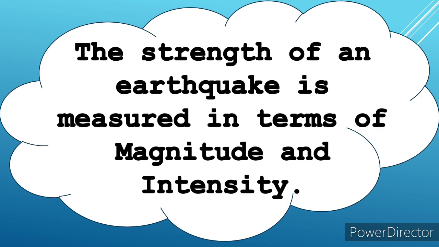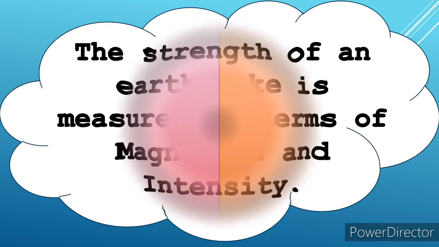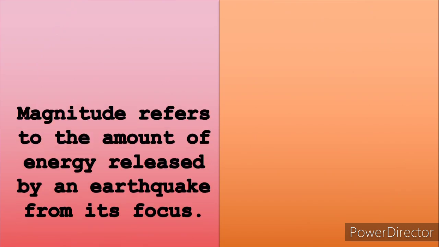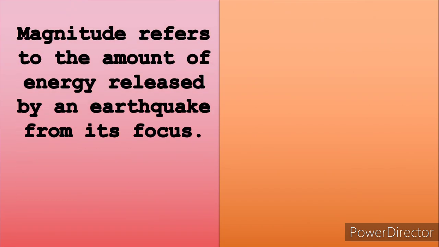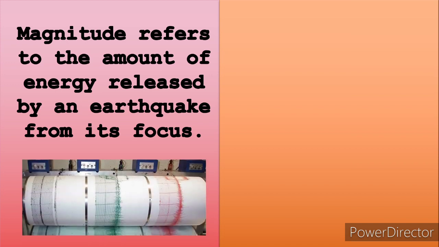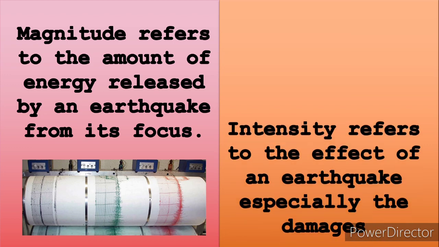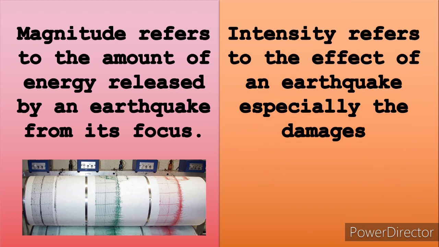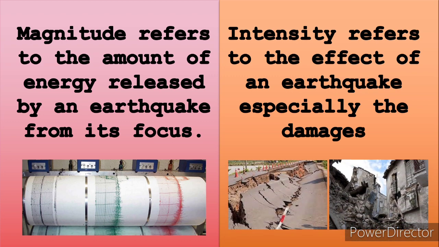The strength of an earthquake is measured in terms of magnitude and intensity. Let's see the difference between magnitude and intensity. Magnitude refers to the amount of energy released by an earthquake from its focus. You can detect magnitude by the seismograph. And intensity refers to the effect of an earthquake, especially the damages.